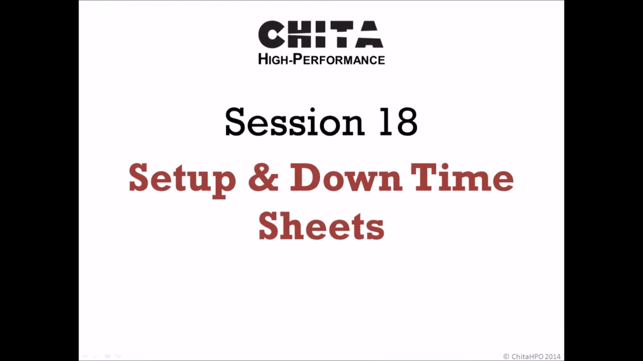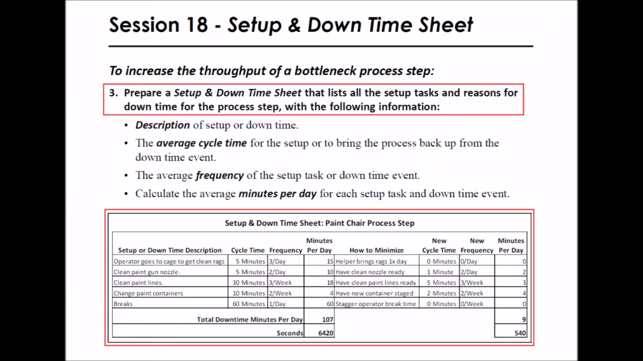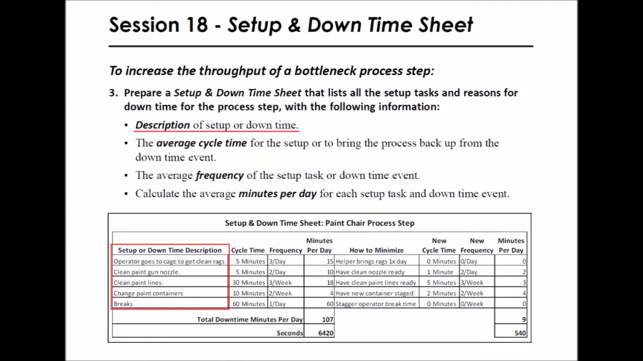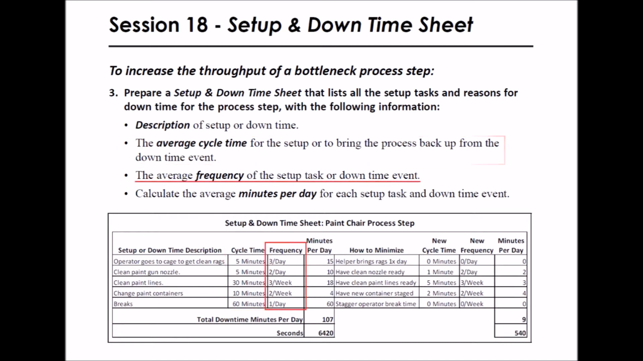Task sheets are used to reduce processing time. In session 18, the operators will look at reducing any setup or downtime for the bottleneck process step. To reduce setup or downtime, prepare a setup and downtime sheet that lists all the setup tasks and reasons for downtime for the process step with the following information: a description of the setup or downtime event, the average cycle time for the setup or to bring the process back up from the downtime event, the average frequency of the setup task or downtime event, then calculate the average minutes per day for each setup task and downtime event.